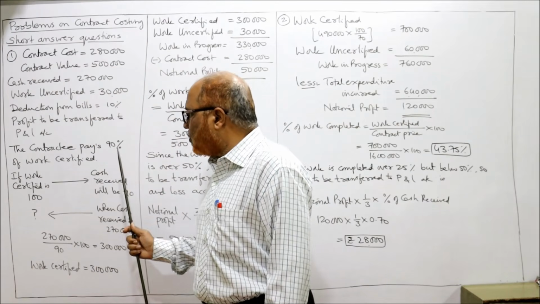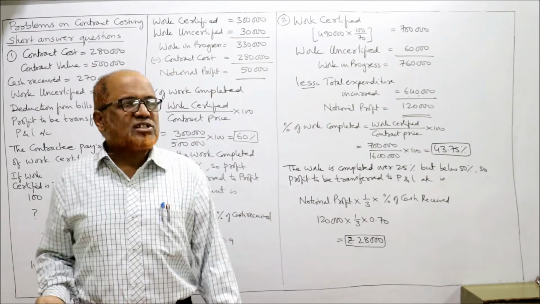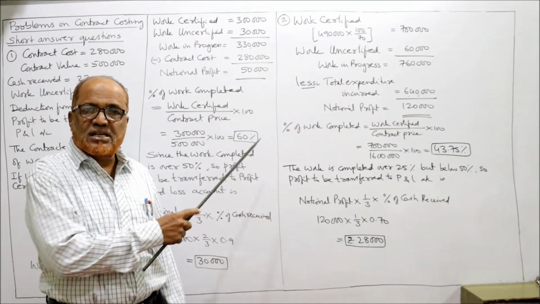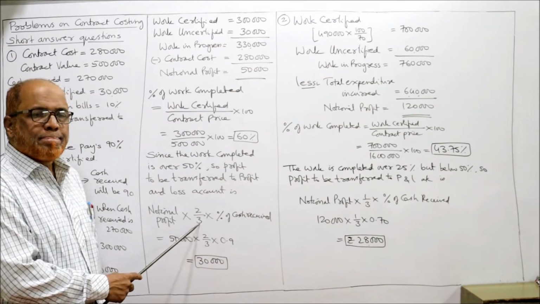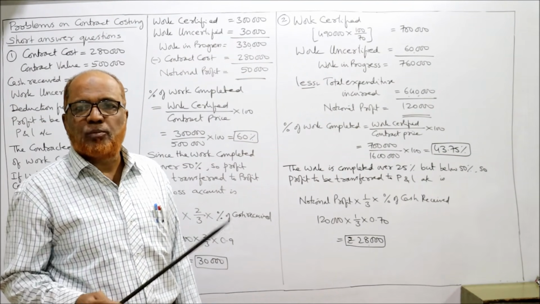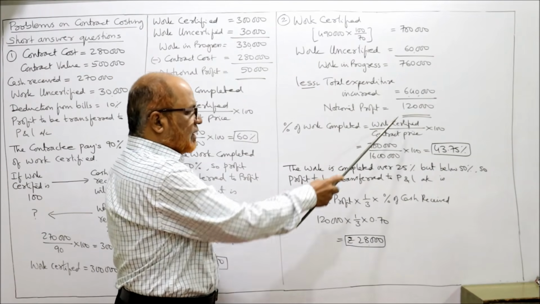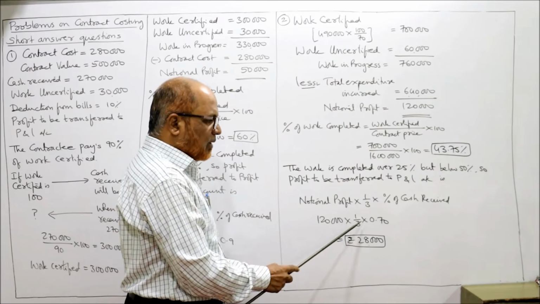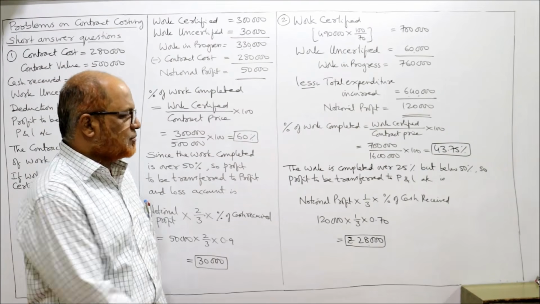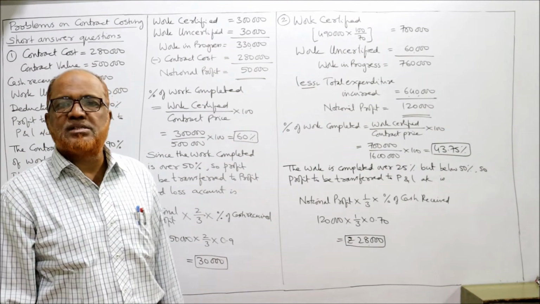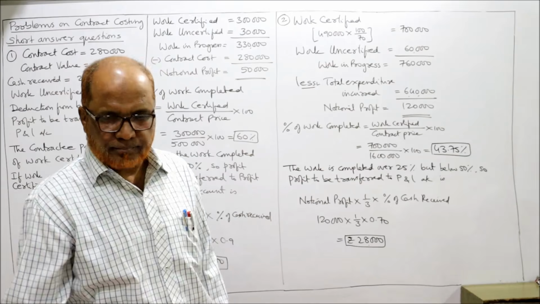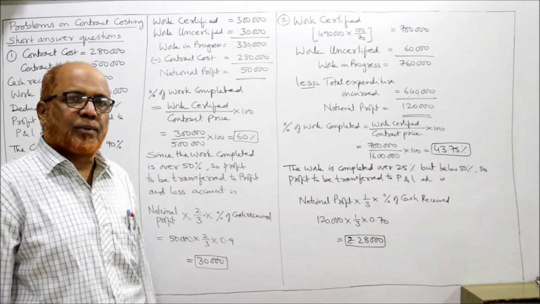यहाँ 50% से ज़्यादा हो गया था. Here, in the previous first problem, 60% was the percentage of work completed. Work certified 60% था, तो यहाँ 2/3 लिए थे. अब यहाँ पर less than 50% है, तो 1/3. Notional profit into 1/3 into percentage of cash received. So notional profit is 1,20,000, 1/3 is in the formula, and percentage of cash received is 70%, 0.7. So multiplying out, 28,000 rupees is the amount of profit to be transferred to profit and loss account. That's all. This is the end of the second problem.